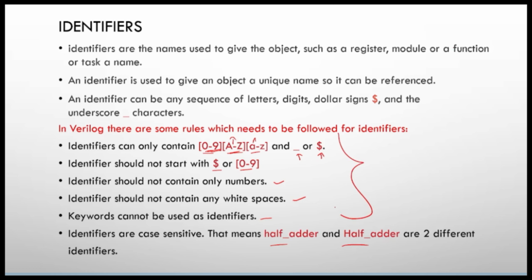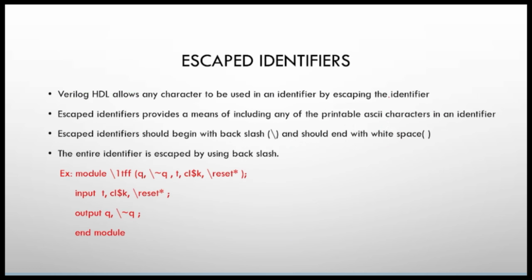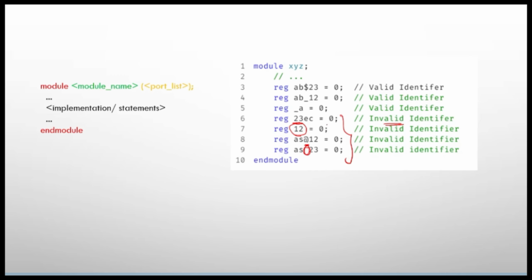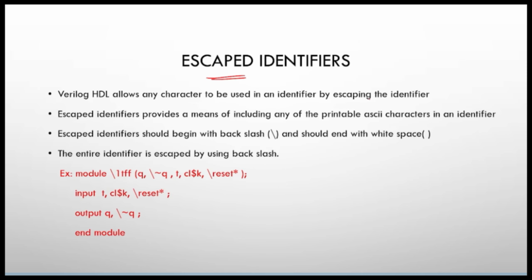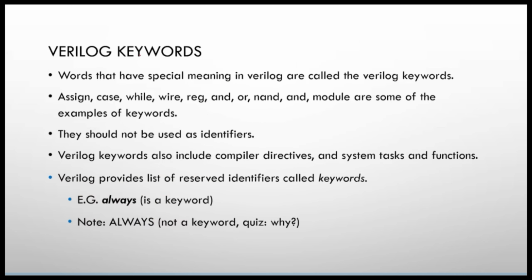And if you don't want to follow all these rules and regulations, there is a way, which is an escaped identifier. An escaped identifier means if you don't want to follow any of these rules but you want to make this a valid identifier, you just give a backslash before it. When you mention a backslash before any identifier, it is considered an escaped identifier, and because of this the simulator doesn't throw any error. Clear? So that is about identifiers.